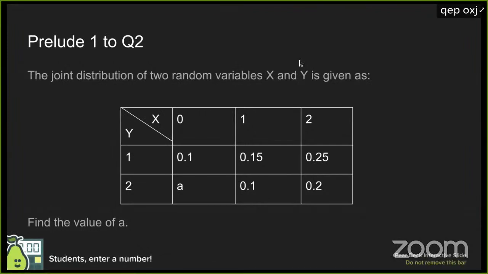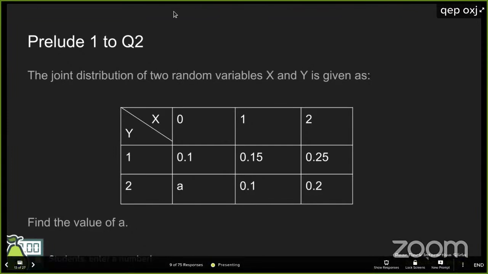So this is a prelude to question number 2. Try to solve these questions. With the PMF table, we'll try to understand what joint density is, what marginal density is, and what conditional density is. The joint distribution of two random variables x and y is given like this. Find the value of a. I think this is a fairly simple question. Take 2 or 3 minutes and we'll discuss the solution.